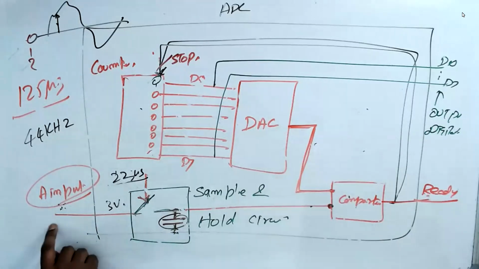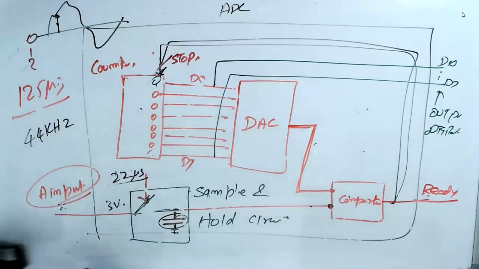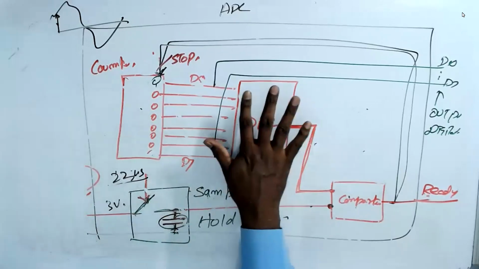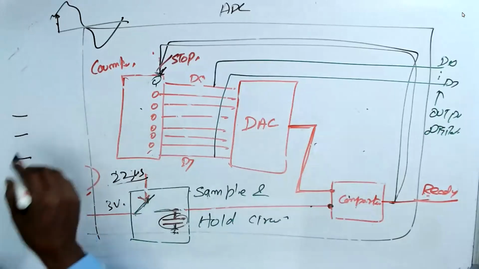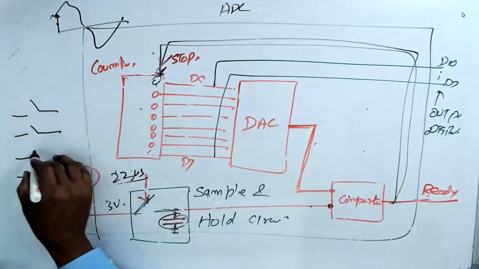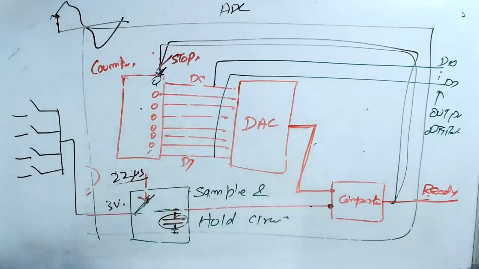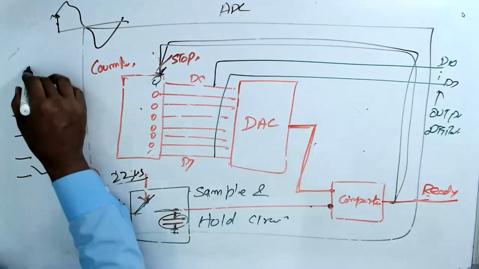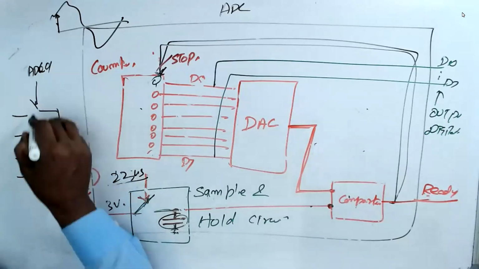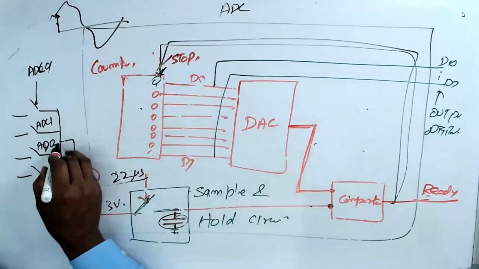How is the analog input, this is what is there in your board nowadays. What they do now is very clear. They use only one ADC. They take multiple inputs. Let's say 4 inputs. I have a switch. I can turn on one of them. This is called ADC 0, this is called ADC 1, ADC 2, ADC 3.